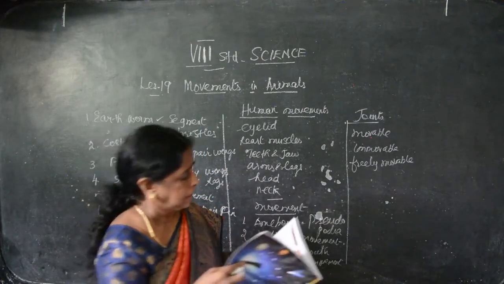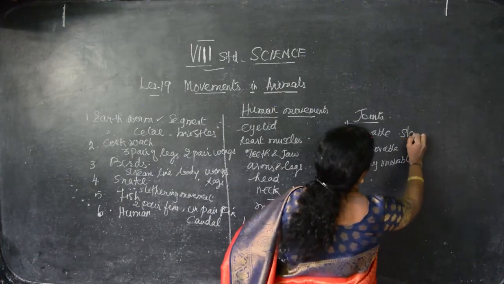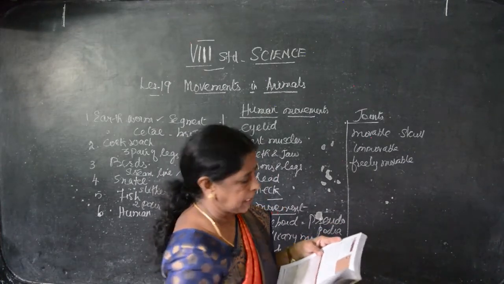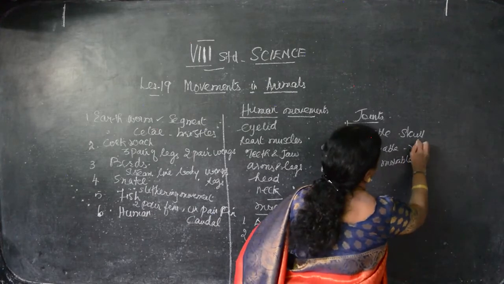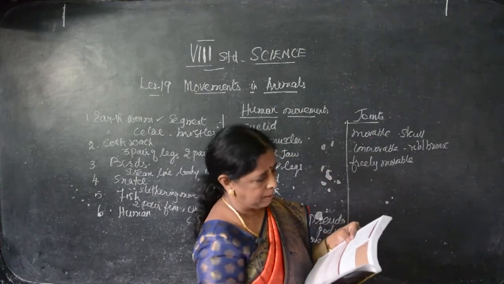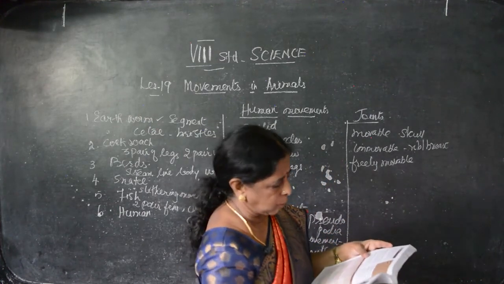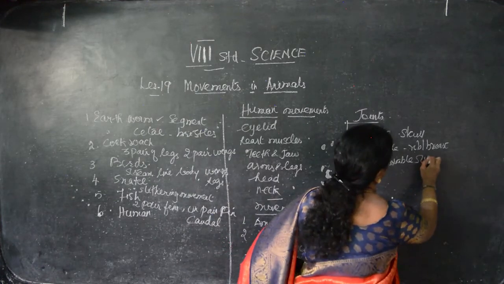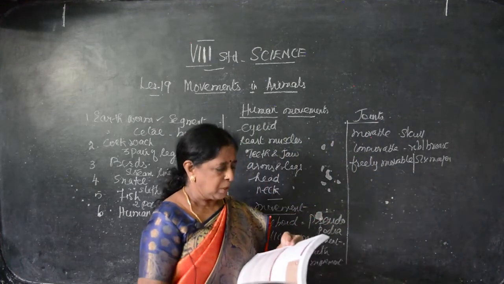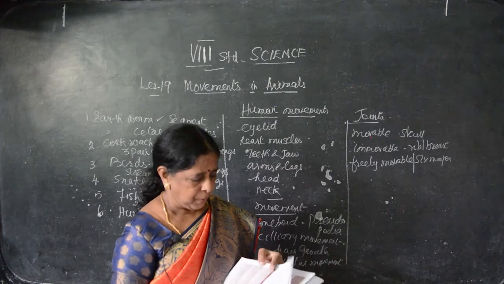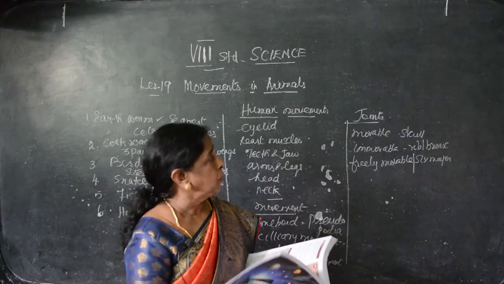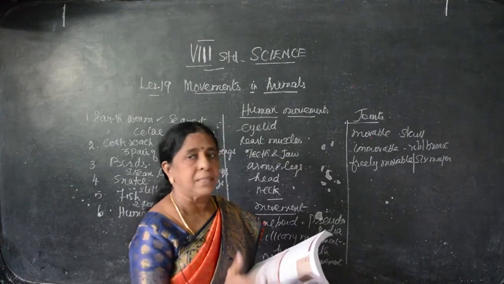We can see the example, that is the skull, where the head is placed. And for a slightly movable joint we can see the rib and breast. Our ribs and breast are in the chest cavity. And freely movable joints have 6 major types. This is the longest type of joint, 6 major types. What are they? Ball and socket, hinge, pivot, condyloid, gliding and saddle. 6 types of joints. I have to take that specially, so we'll see it in the other class.